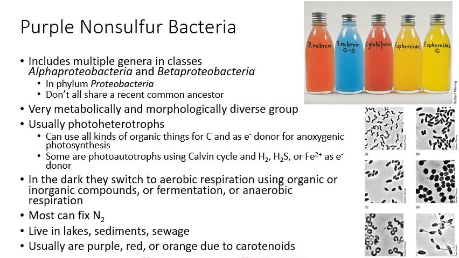Usually they're photoheterotrophs. Some of them are photoautotrophs, but most of them are photoheterotrophs. They use all types of organic compounds as carbon sources and as their electron donors. So the photoautotrophs would be using the Calvin cycle, and for an electron donor they would be using something inorganic, either molecular hydrogen or hydrogen sulfide or iron. They're doing anoxygenic photosynthesis for energy during the day.